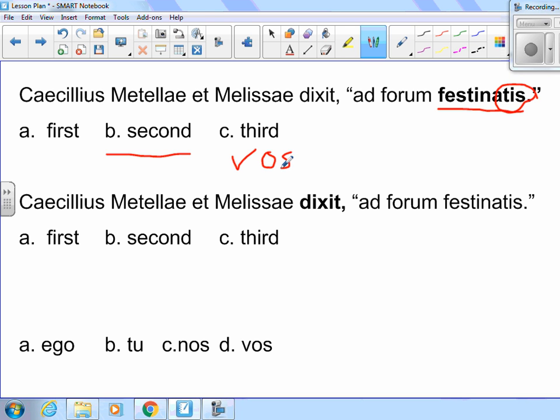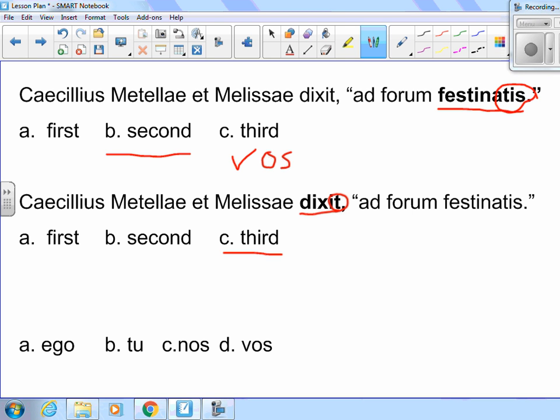Same sentence, different word. Dixit, is it first, second, or third person? I see the T. That single T says I am third person and singular. You should be used to that. That's pretty much all we've dealt with, third person singular and first person plural. So that one should be fairly recognizable to you.